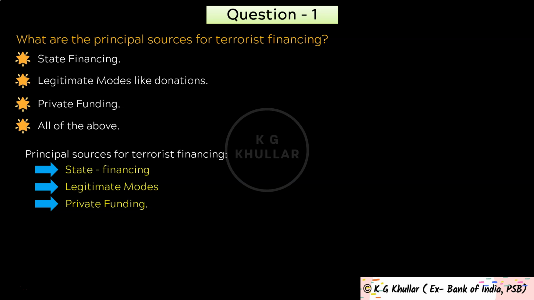Friends, another source of funds for terrorist activities is funds raised through criminal activities. Now, these are such criminal activities that involve large funds like bank robberies, drug trafficking, kidnapping, extortion, etc. So, as you can see, the correct option for the given question is option D. That is, all the options A to C are correct.